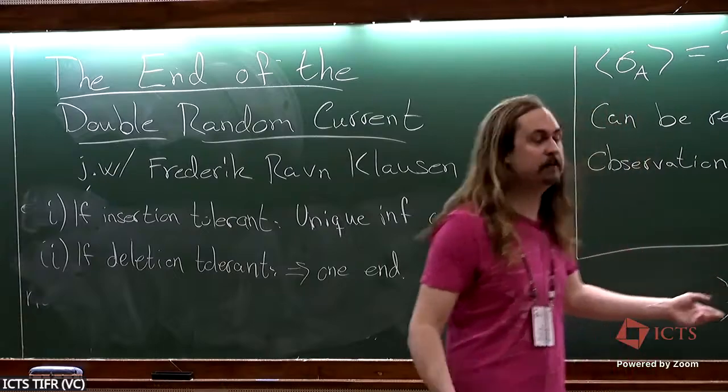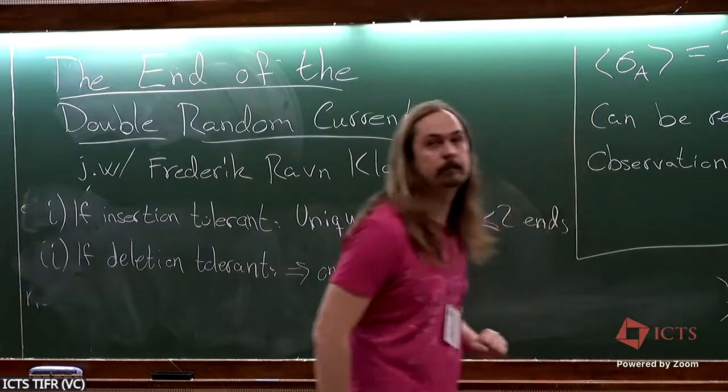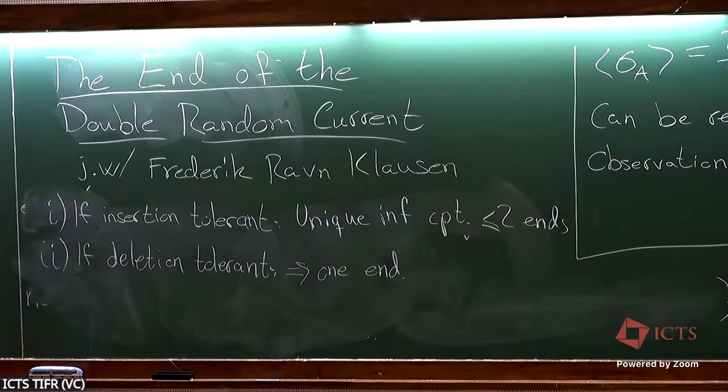Why is he not deletion tolerant? He has to be an even graph because there are no sources in the original current. But even graphs cannot be deletion tolerant, right? If I reveal to you the configuration outside of a single edge, then I can tell whether the edge is open or not. It's not deletion tolerant.